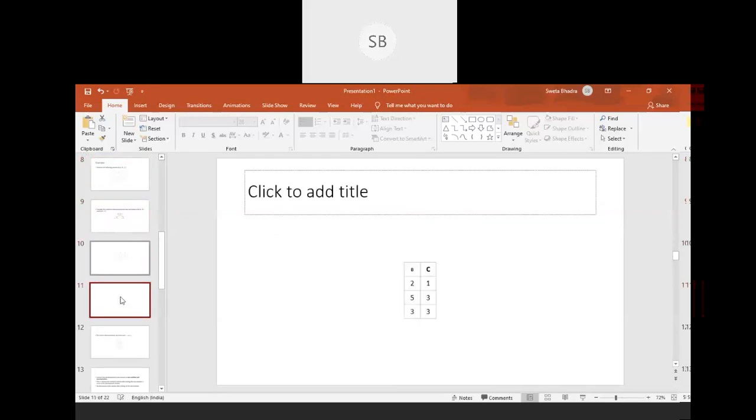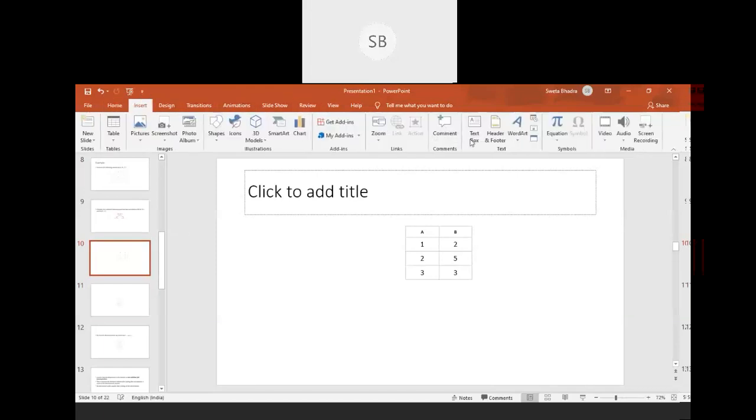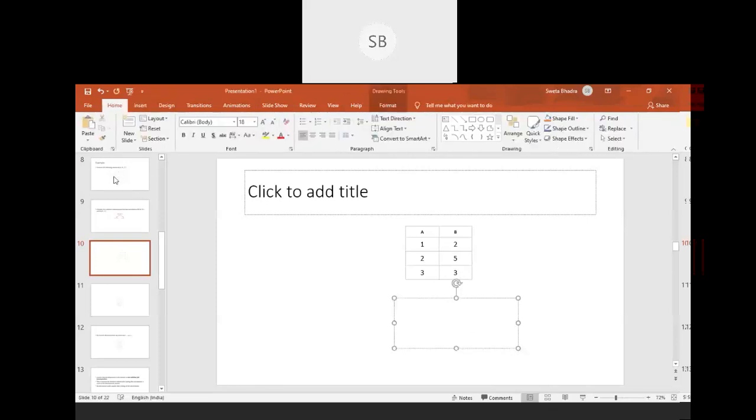Let me see if I can copy paste in the same area or not, then it will be beneficial. Control C. I don't think it's happening. No, it's not happening, sorry.